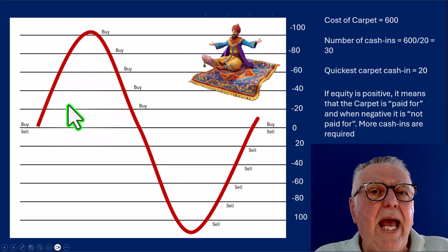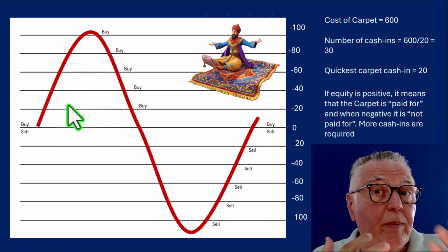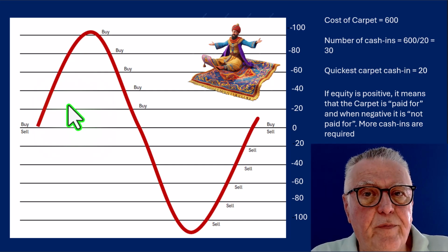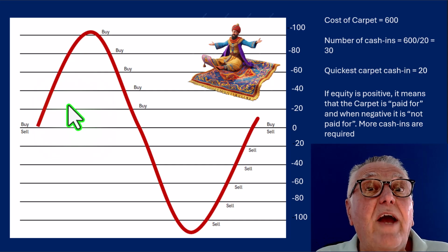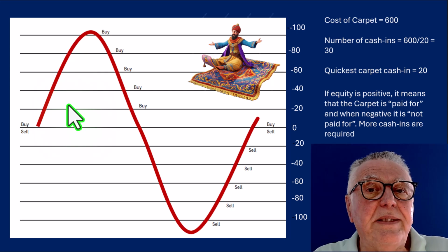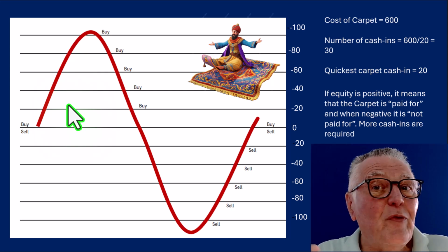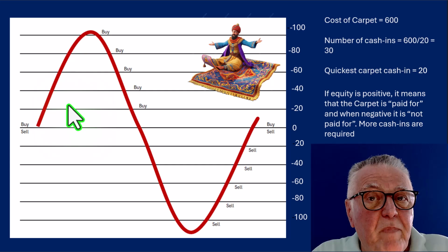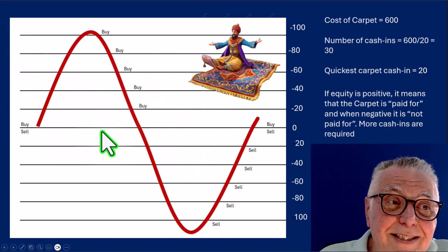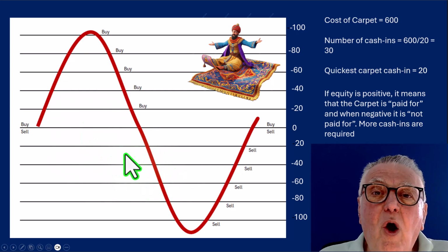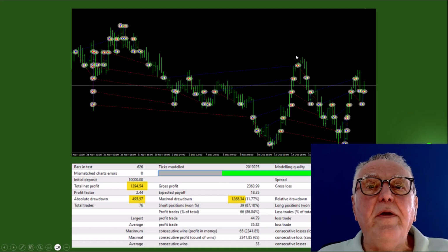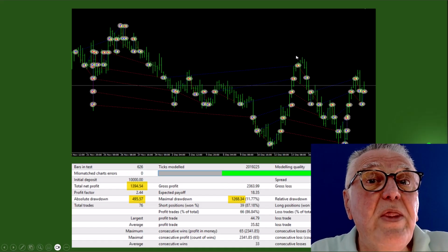So what happens is, at some point, your equity or your cash-ins exceed the value of the grid. So in other words, you have paid for your carpet. Until then, your carpet is unpaid. So that's how the concept works. And you have to understand this concept because when the price is on the carpet, you are printing money when your carpet is paid for. Now, here's an actual example from the previous video.